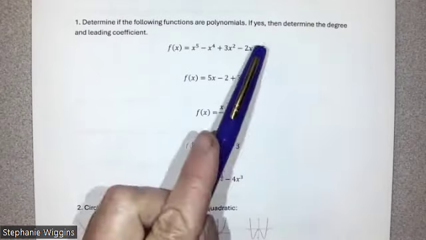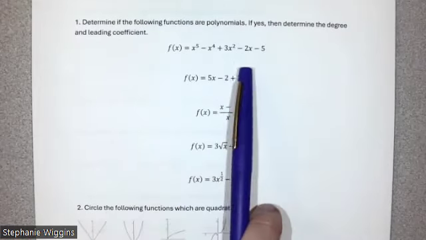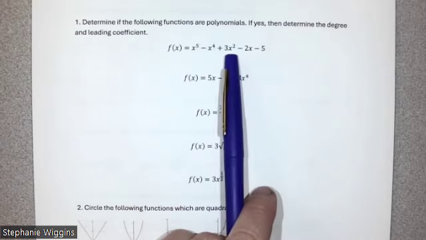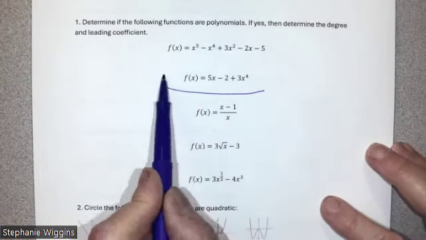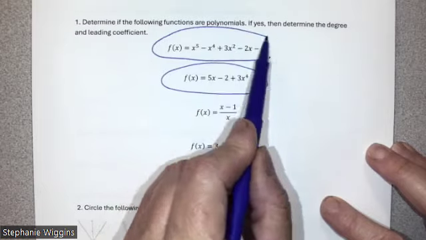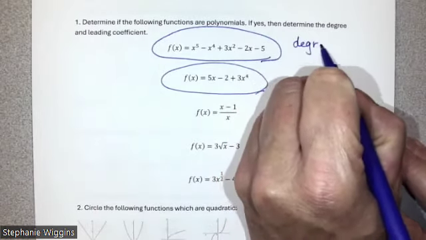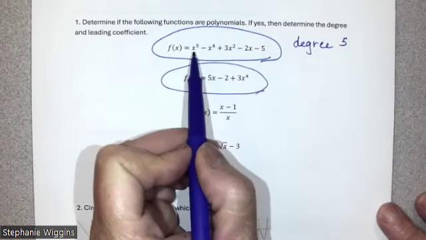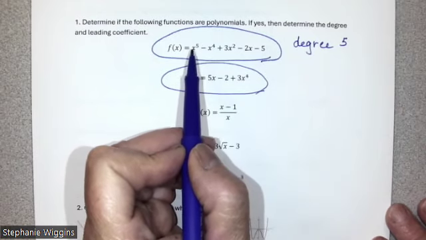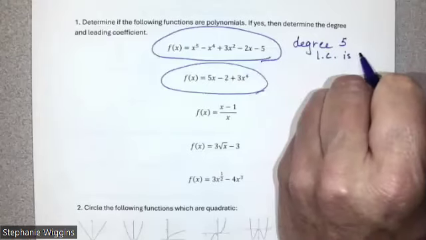The constant term has an x to the power of 0, and then all the other ones here, x to the 1, x to the 2, so on and so forth. They're positive integers. So these two are polynomials. And here we have degree 5 because it's the highest power on x. And then the coefficient in front of that is just understood to be 1. So the leading coefficient is 1.